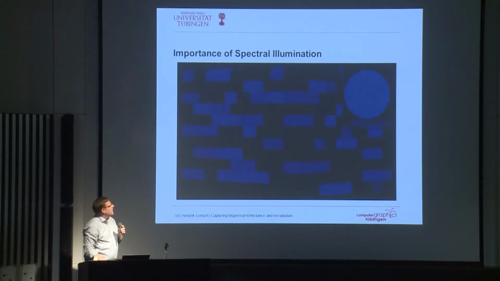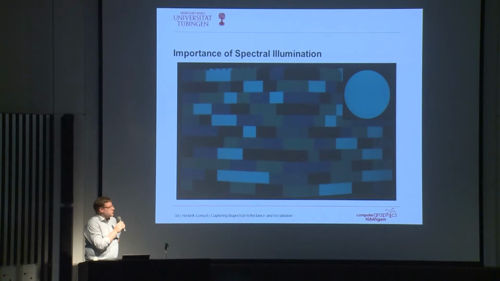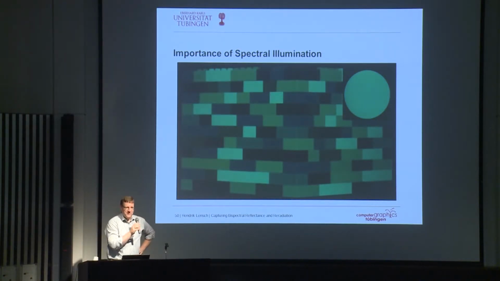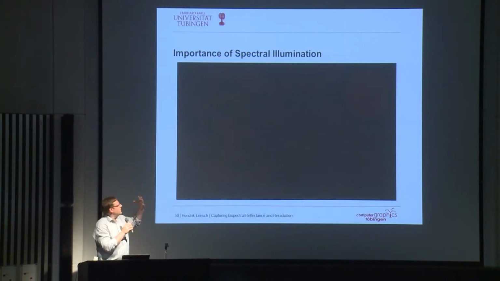You easily see that there's now some green appearing, there's some red, blue, all at the same time, okay? So that's the effect you really have to model and carefully capture in order to correctly reproduce appearance. So how do we do that?